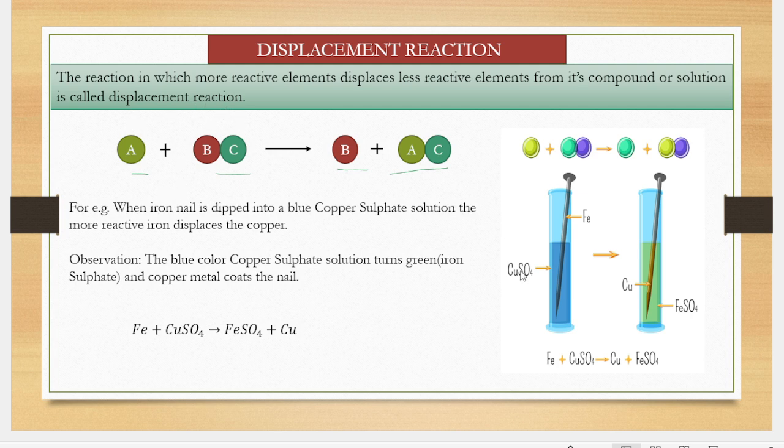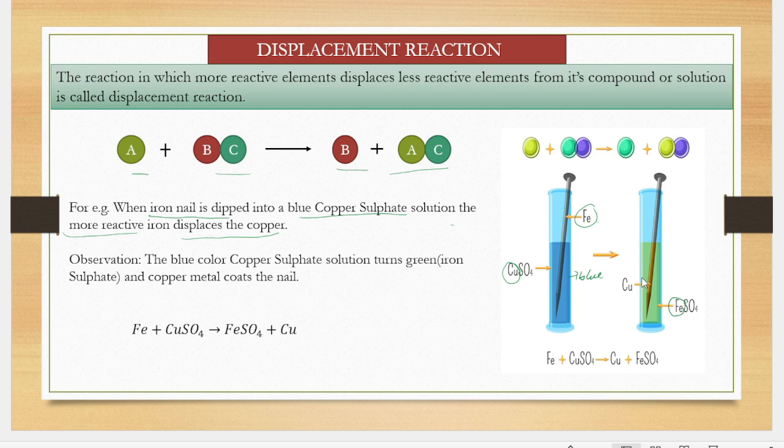For example, you can see in the picture, when an iron nail is dipped in a blue copper sulfate solution, the more reactive iron displaces the copper. This is the iron nail which is dipped in a blue copper sulfate solution. Now iron will displace the copper and take its place because iron is more reactive.